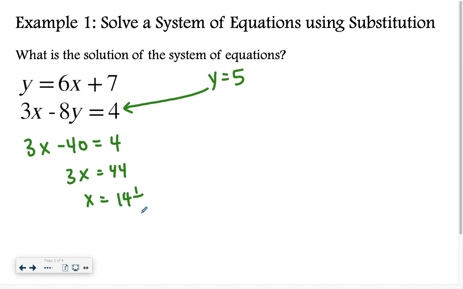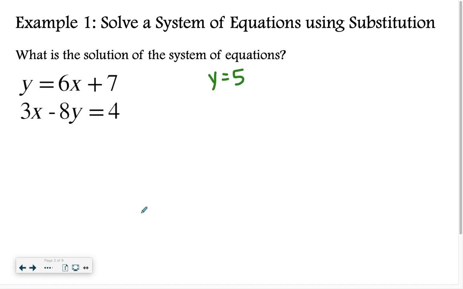We're going to do that same idea, except we don't have just a nice y equals 5. Instead, we know that y equals this entire thing. So I'm going to take this entire thing and plug it into my other equation where the y exists. So I'm going to say 3x minus 8, and then instead of y, I'm going to use some parentheses. I'm going to say 6x plus 7.